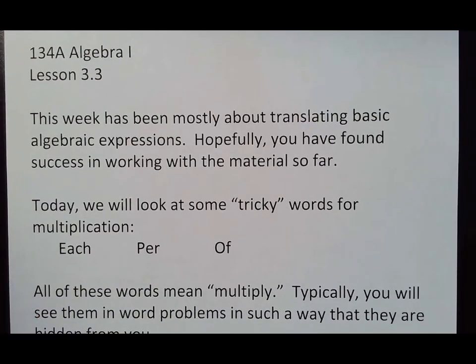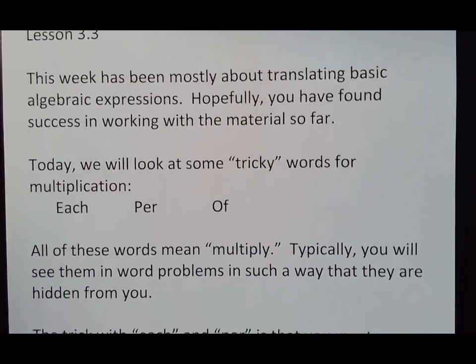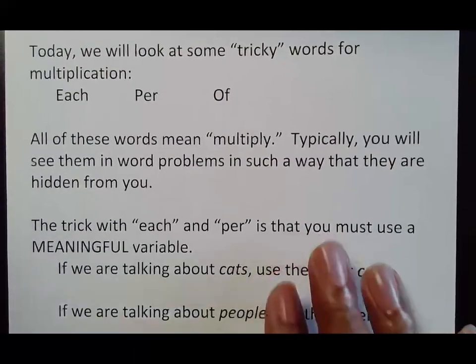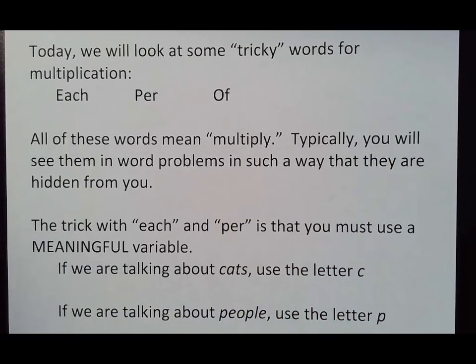All right, lesson 3.3. This week has been mostly about translating basic algebraic expressions. Hopefully, you found success in working with the material so far. Today, we'll look at some of the tricky words for multiplication, which are each, per, and of. Again, still learning words for it, but each, per, and of are multiplication words.